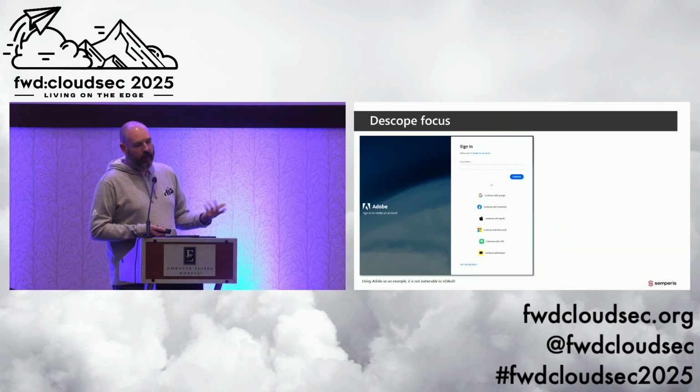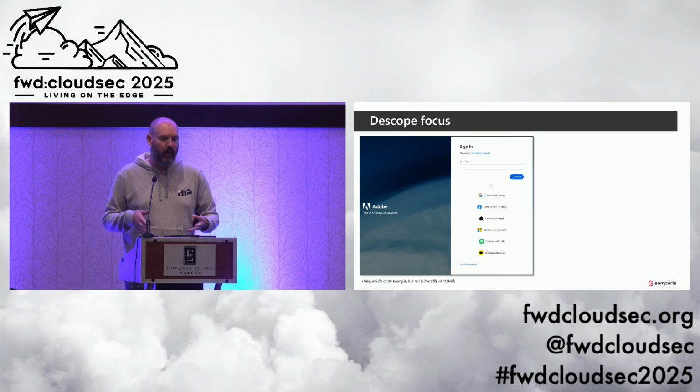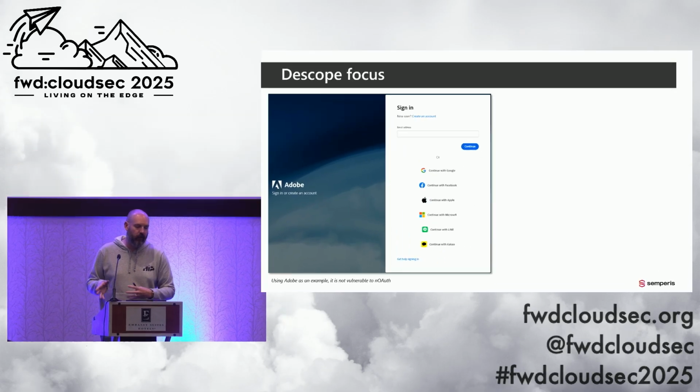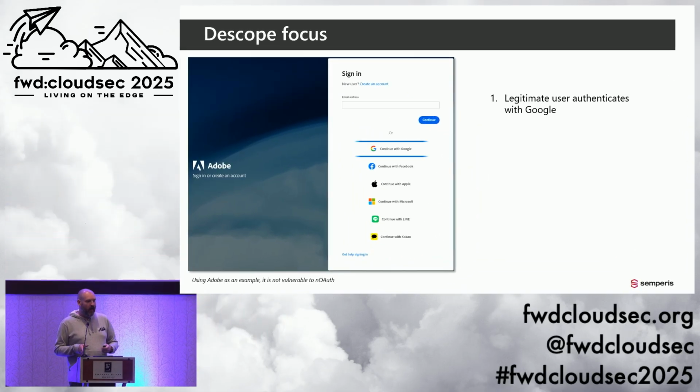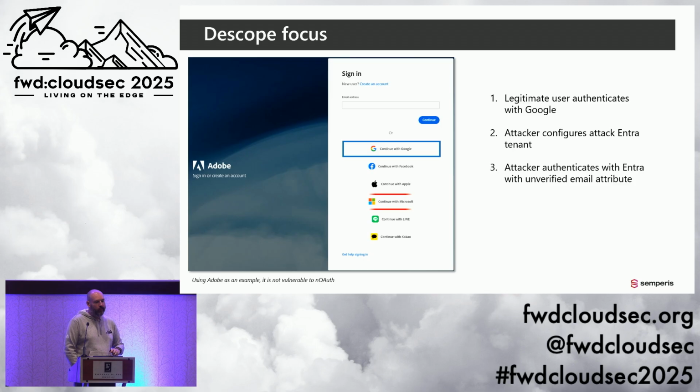Right, so the Descope focus of things was this, and we'll just walk through the flow and where our research differed from theirs. They were basically looking at these cross-IDP attacks. So a legitimate user is authenticating with Google. Maybe they're a Google Workspace shop, right? An attacker configures this attack Entra tenant that they use.